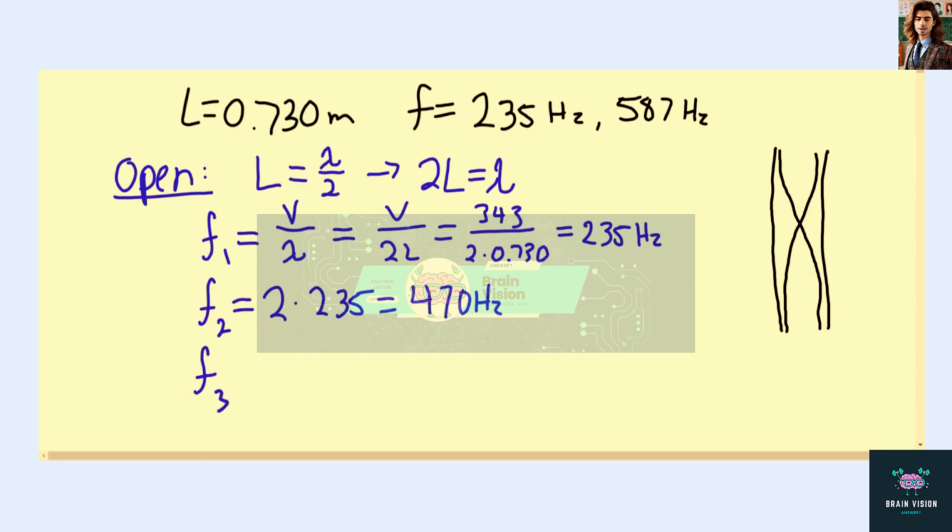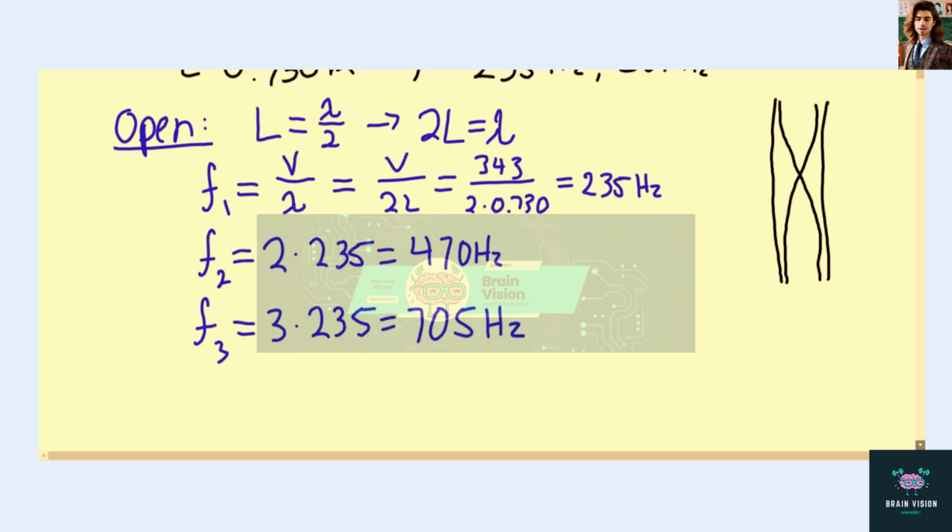So f3 will be 3 times 235. And when you calculate that out, you find that the third natural frequency is 705 hertz. So that means that we've passed 587 hertz, and it is pretty clearly not a natural frequency of the tube, which means that for an open tube, 587 hertz is not a natural frequency.